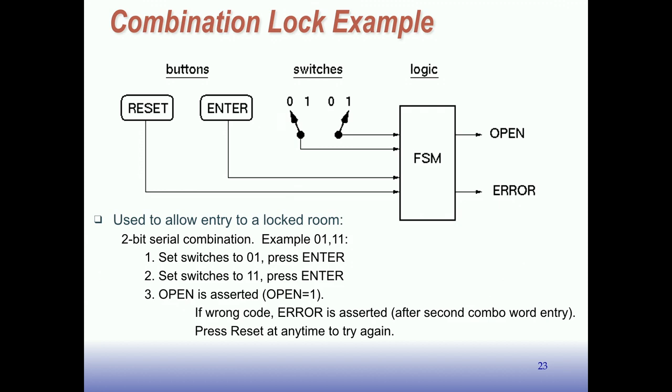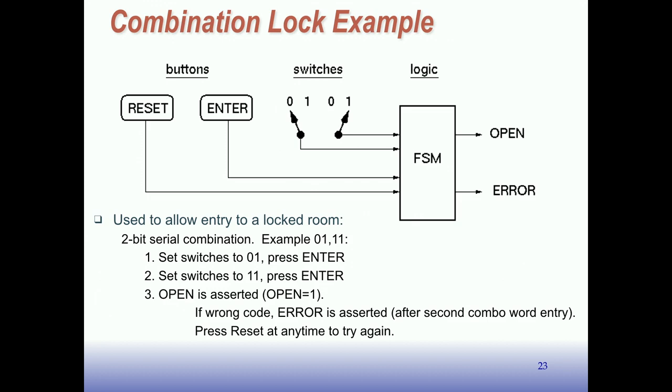So the way this thing works, it's a not very secure lock, but it's a lock nonetheless. There's a 2-bit serial combination. There are two 2-bit numbers that represent the combination. For example, the combination might be 0, 1, 1, 1. So what you do is you set the switches to 0, 1, press enter, then set the switches to 1, 1, press enter, and then the open signal is asserted. So you can imagine that signal controls the solenoid that opens the bolt on the door, and then you can walk in.